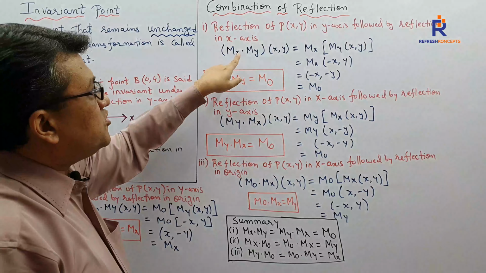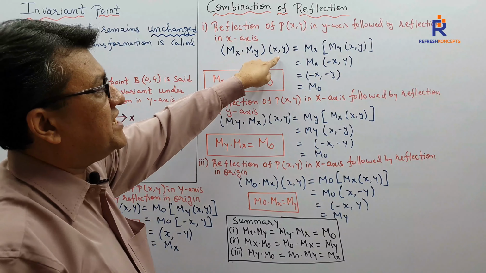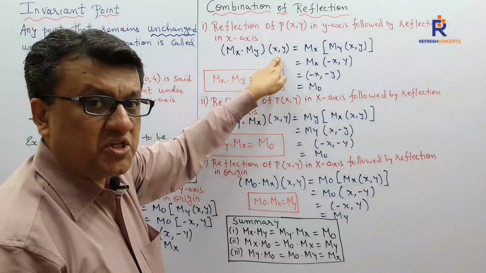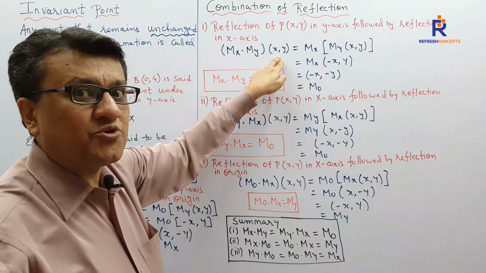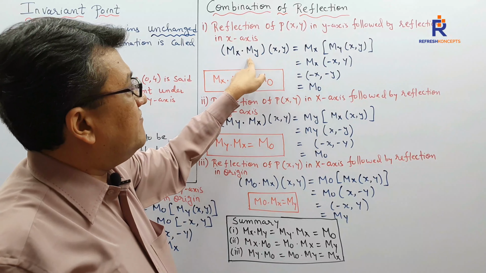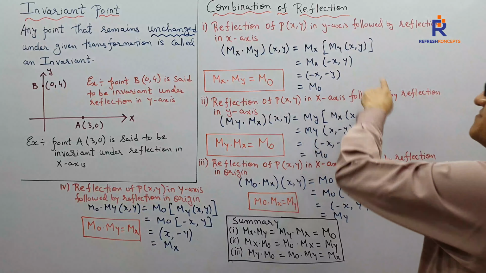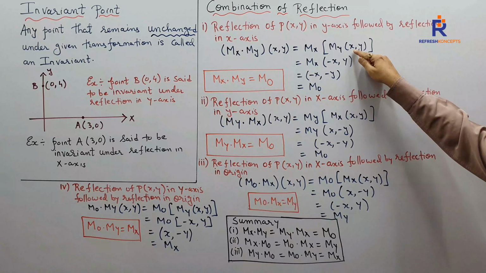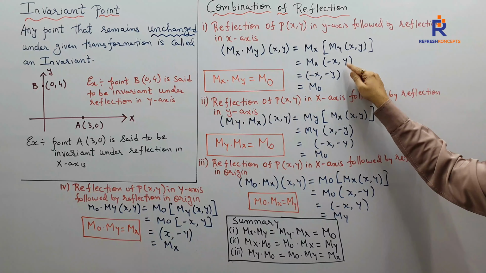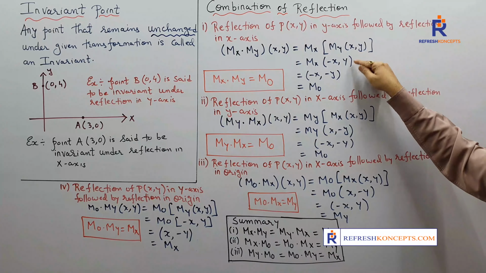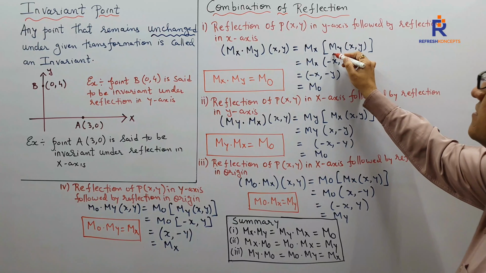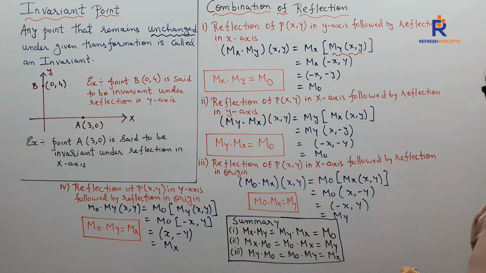We move further. So reflection of y followed by x of a particular point: we will take first reflection along y-axis. We are very much aware that in reflection along y-axis the x coordinate will change. So Mx stands as it is, My of the coordinate (x, y). What is reflection along y-axis of (x, y)? (-x, y). Reflection along y-axis, x coordinate changes, y remains the same. So we are done with reflection along y-axis of that particular point.